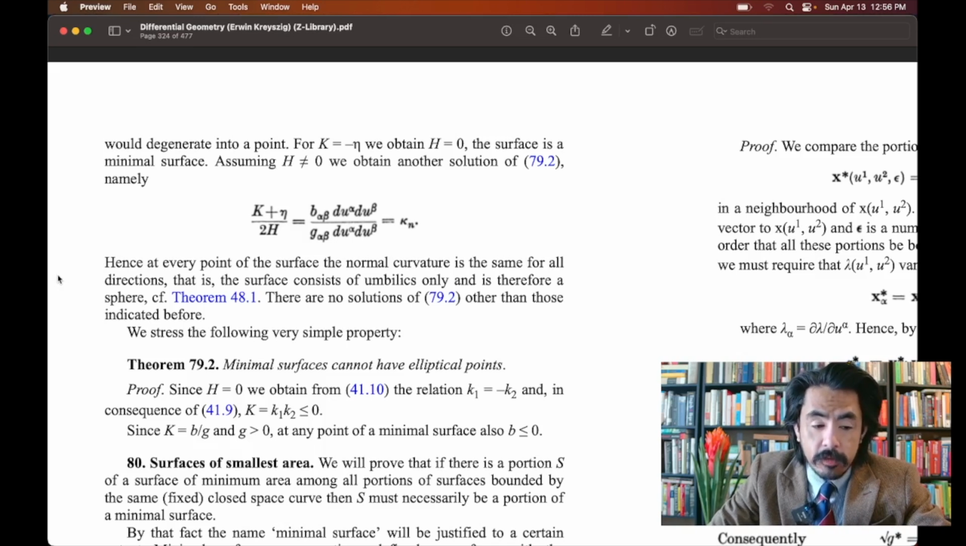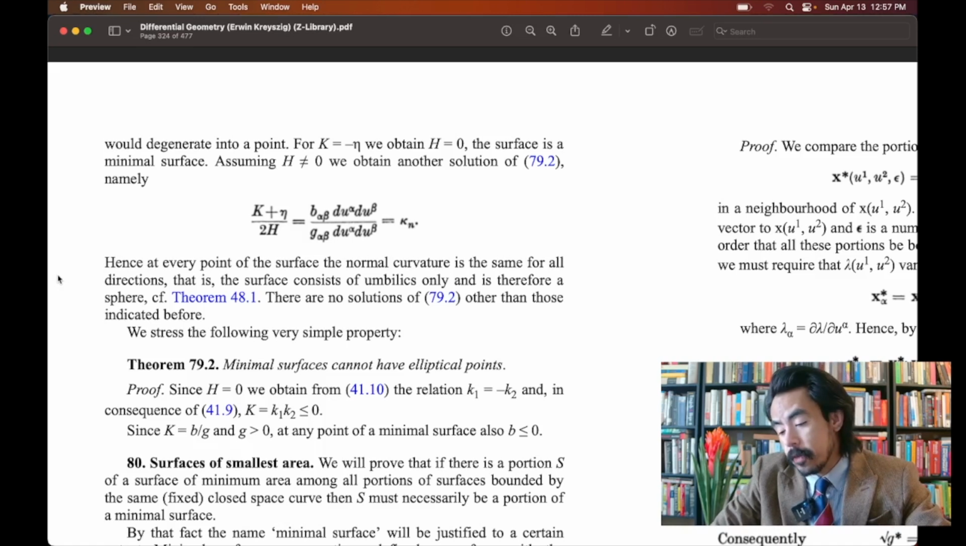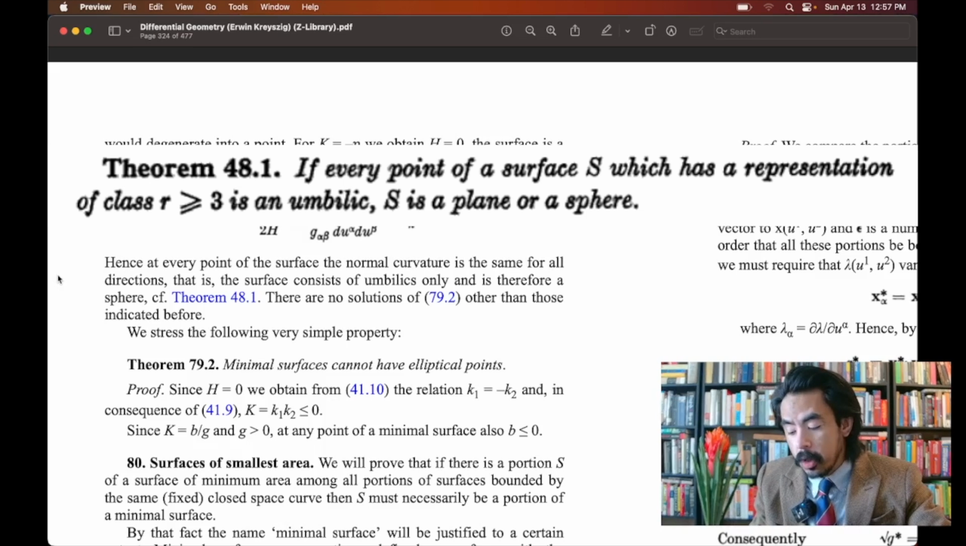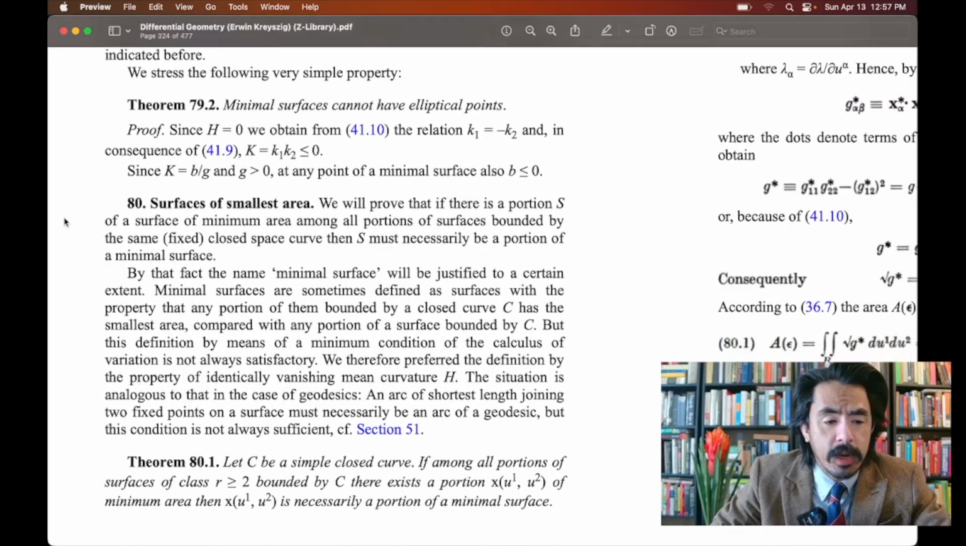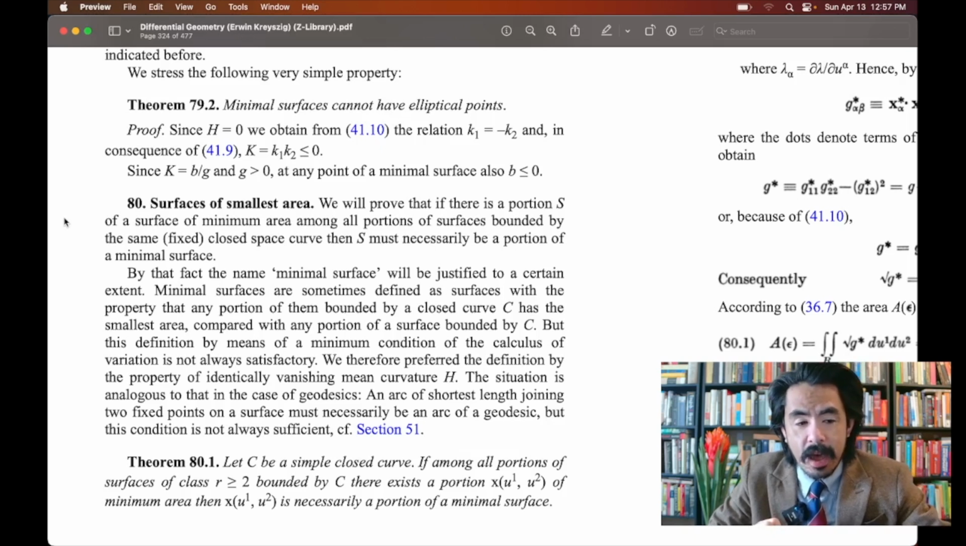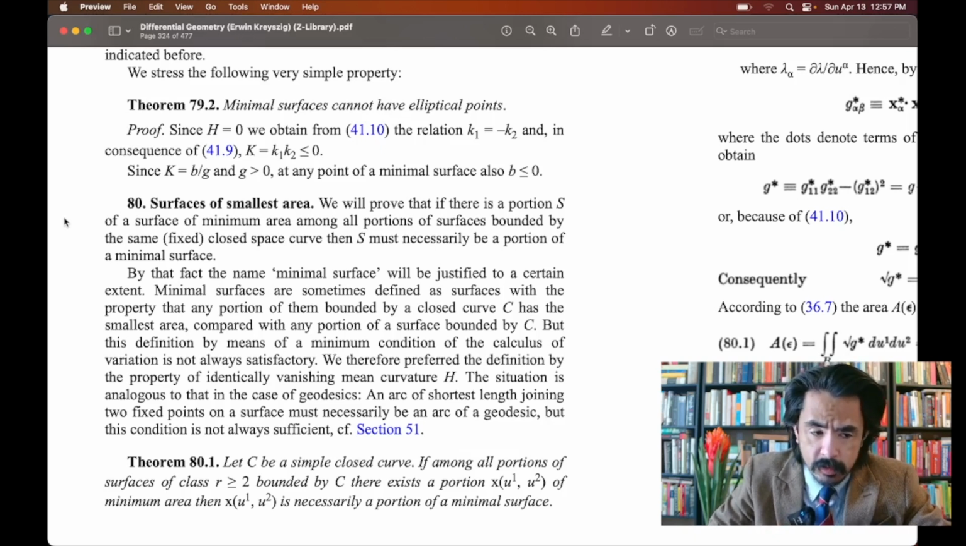That is, the surface consists of umbilics only and is therefore a sphere, for which we can refer back to theorem 48.1, which states that if every point of a surface capital S, which has a representation of class R greater than or equal to 3, is an umbilic, the surface capital S is a plane or a sphere. There are no solutions of the previously stated relation 79.2 other than those indicated before. We stress the following very simple property. Theorem 79.2: minimal surfaces cannot have elliptical points. The proof is as follows.